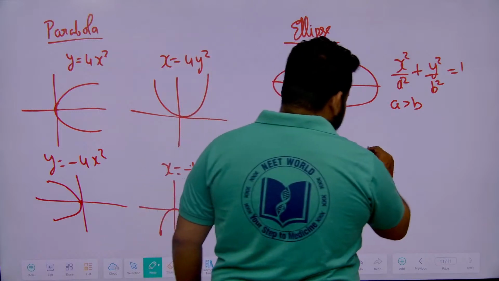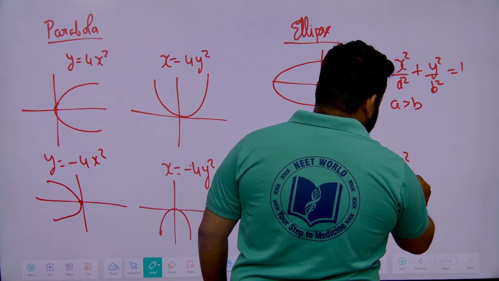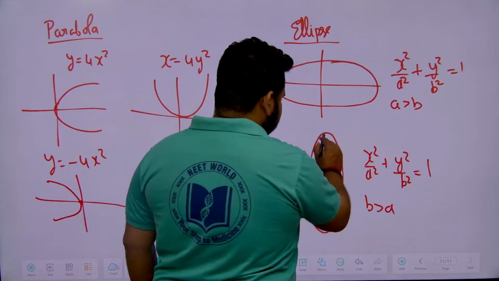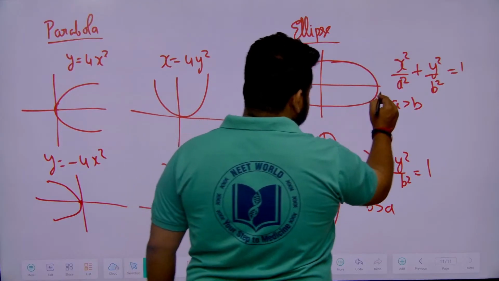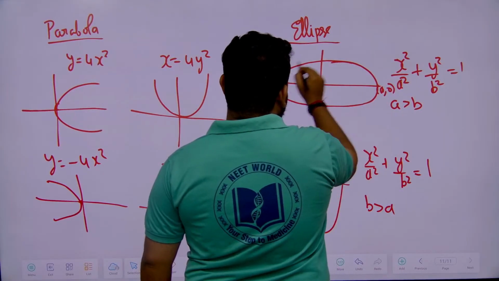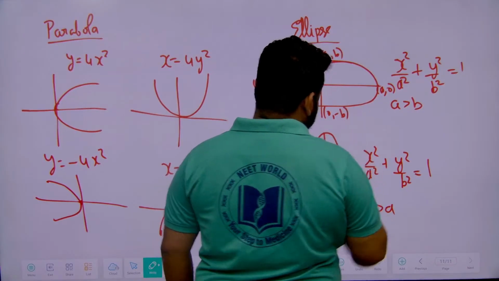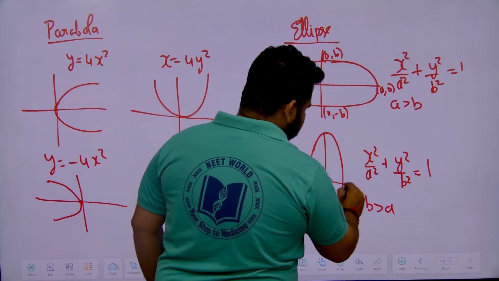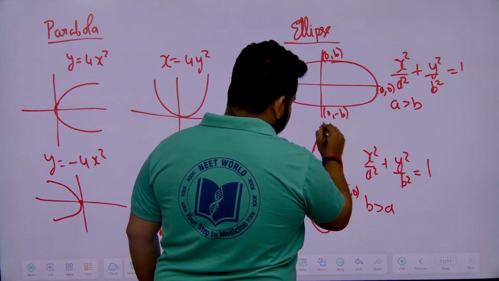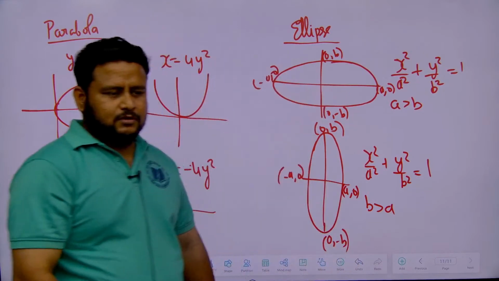Here the y axis is the bigger axis and the x axis is the minor axis. So what will you write here? Same thing, x square by a square plus y square by b square is equal to 1 itself, but here b will be greater than a. The points are a comma 0, minus a comma 0, and 0 comma b, 0 comma minus b. That's all.